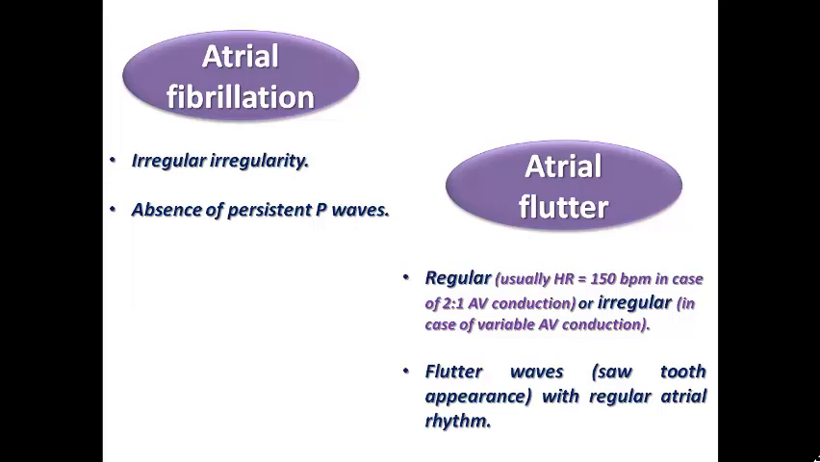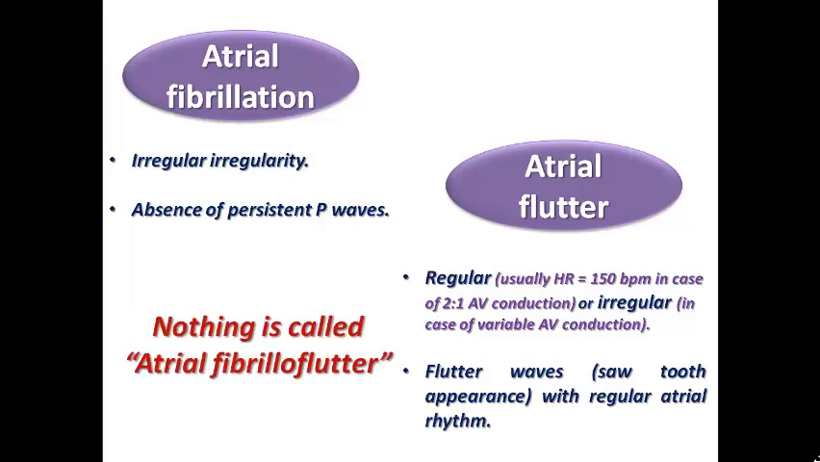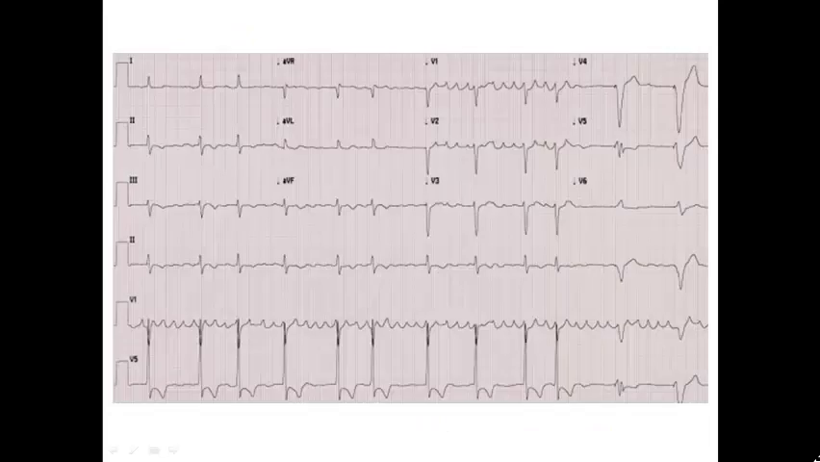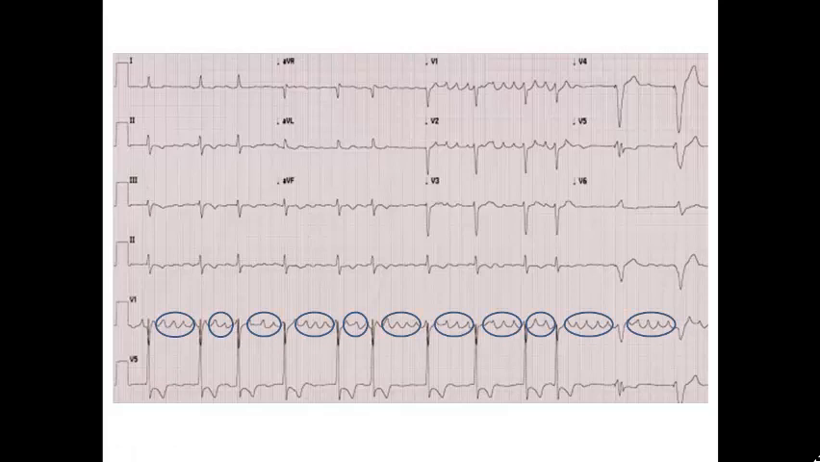Even in coarse fibrillatory waves, it would be irregular as well. So there is nothing called, please, atrial fibrilloflutter, because it is a malpractice to diagnose a patient as fibrilloflutter just because he has this ECG pattern, which we have seen at the start of our lecture. These waves, as we mentioned, are not flutter waves. They are coarse fibrillatory waves, and that's why they just appear in V1.